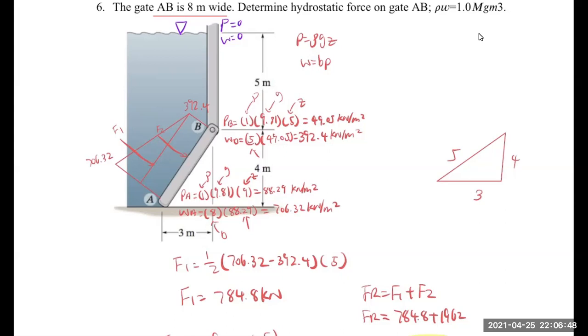Okay, so I did 1/2 of that 706.32 because that's the higher value, subtract 392.4 because that's all we have to get right here. All right, and then multiply by this thing right here, by the hypotenuse, which I can obtain by doing the Pythagorean theorem. And then my F1 is equal to 784.8 kilonewtons.